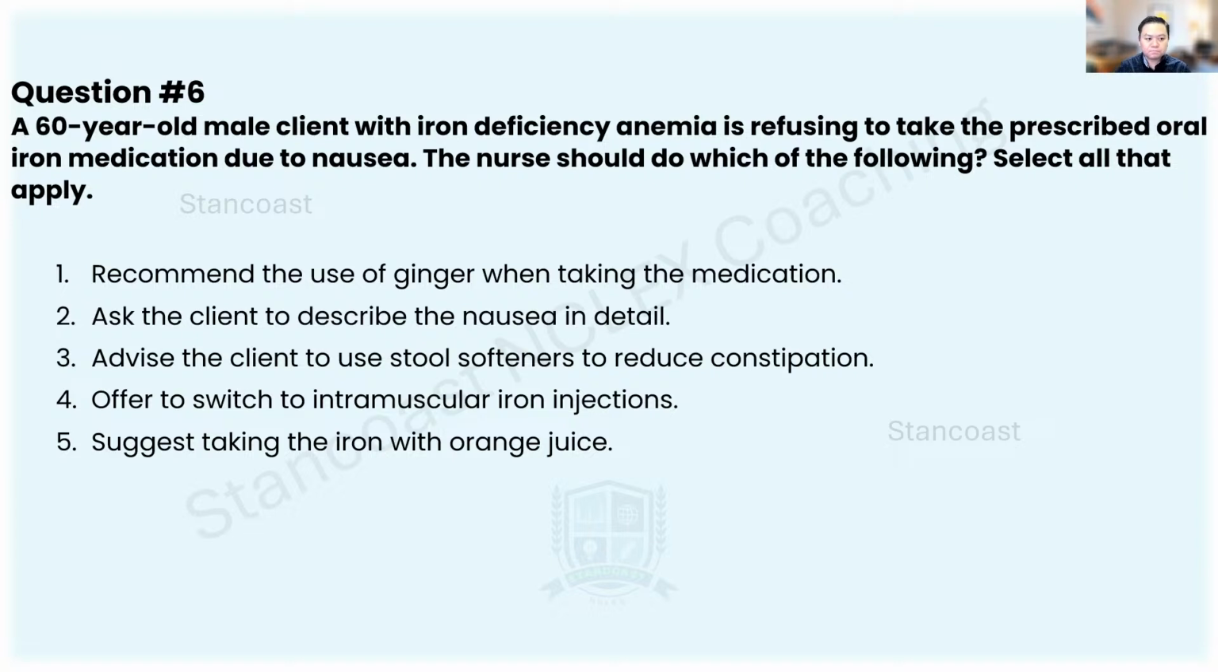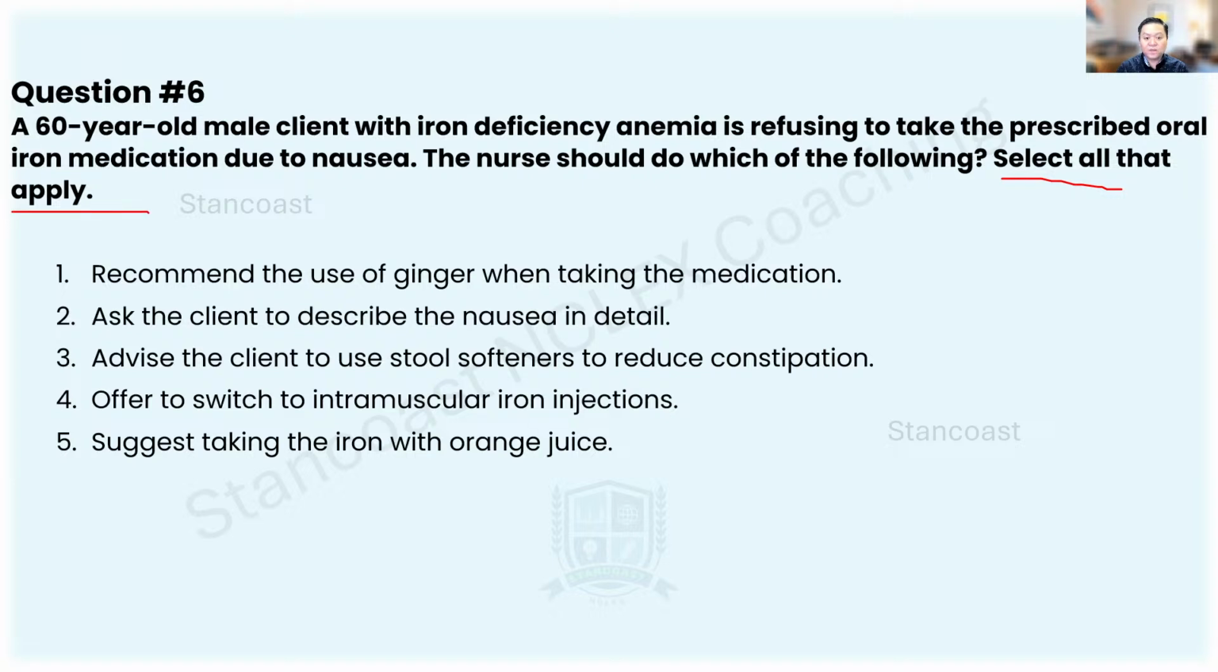1, recommend the use of ginger when taking the medication. 2, ask the client to describe the nausea in detail. 3, advise the client to use stool softeners to reduce constipation. 4, offer to switch to intramuscular iron injections. 5, suggest taking the iron with orange juice. Okay, we have a select all that apply test question here for number 6. What do you think?